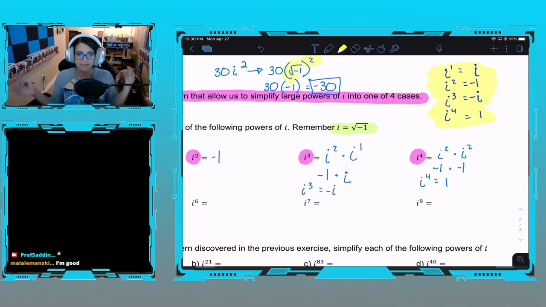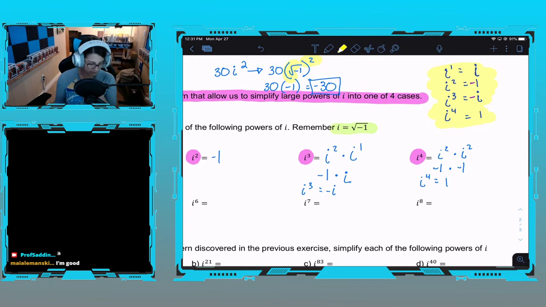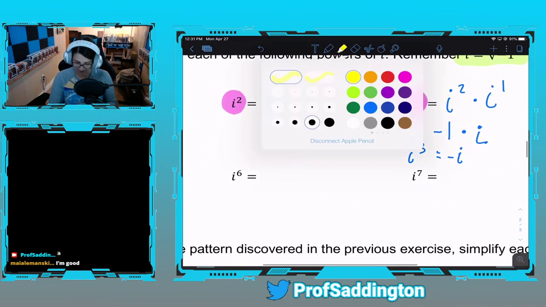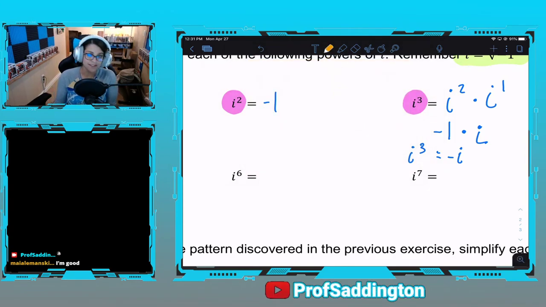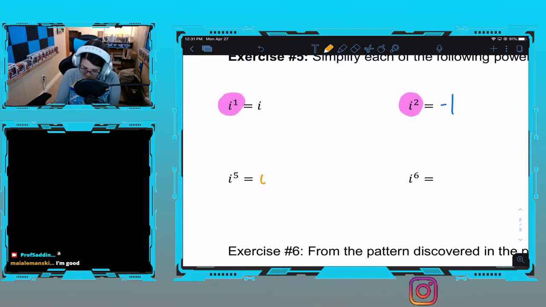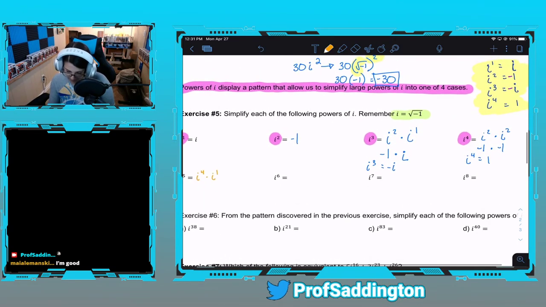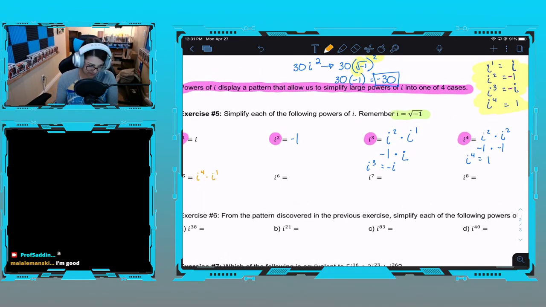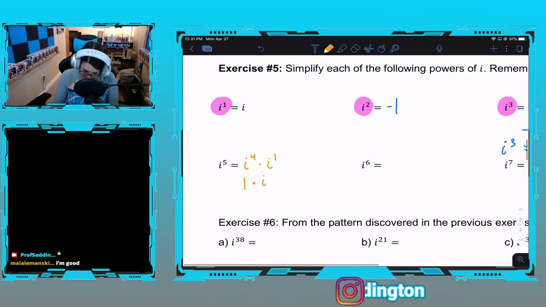All right, so if we can break higher exponents into these 4 cases, then we can simplify them. So let's take a look at i to the 6th. I'll change colors. Orange, why not? So i to the 6th, right? Oh, wait, I missed one. Sorry. i to the 5th. i to the 5th can be broken up into i to the 4th times i to the 1st. So i to the 4th, if we look over here, is equal to 1. And i to the 1st is just i. So therefore, it just equals i.